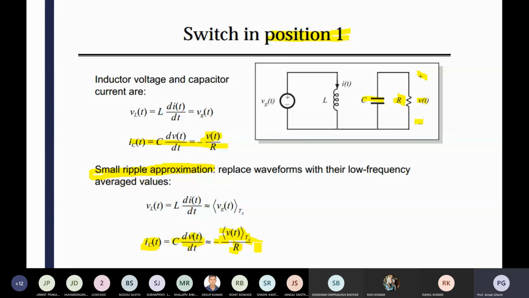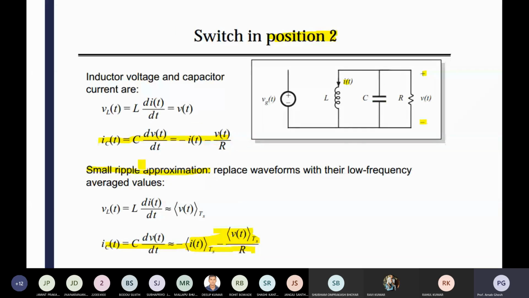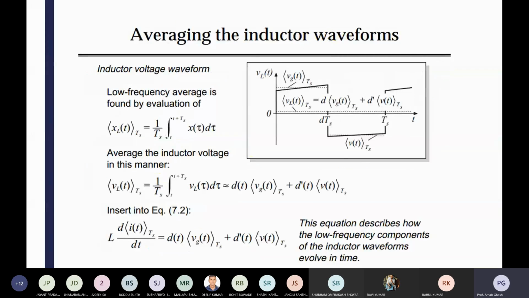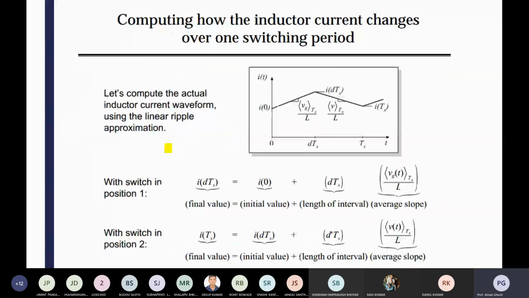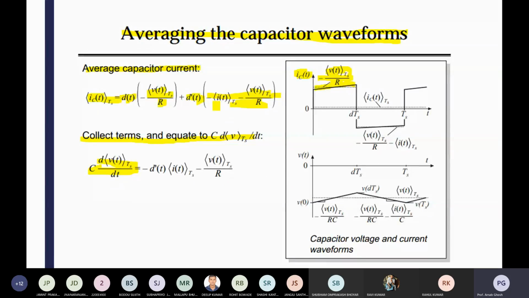Here you can replace those values with c dv dt. If you add both of them, what is d dash t? d dash t means 1 minus dt. So minus dt plus dt cancel each other, and finally 1 will be there. So finally you will get that expression. The rest of the expression is multiplied with the current expression: minus d dash t into the average through the cycle ts of minus vt by r, that is vt average by ts, whole divided by r.